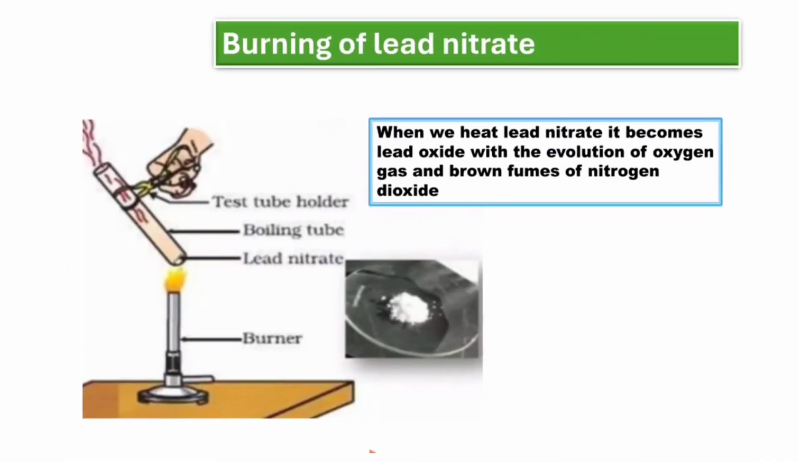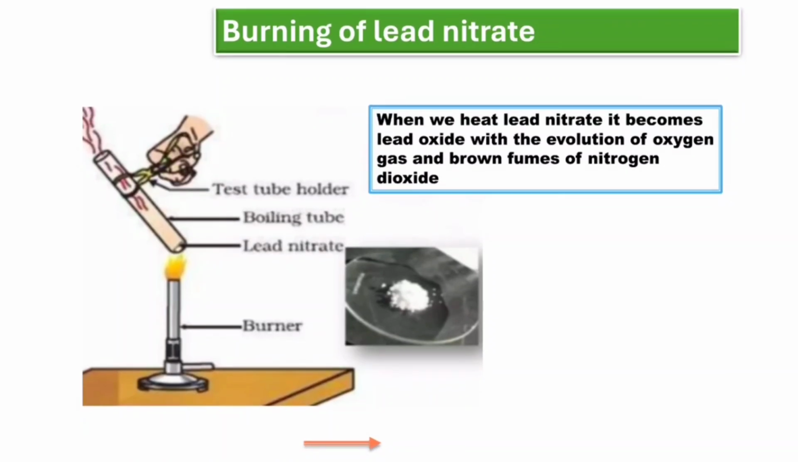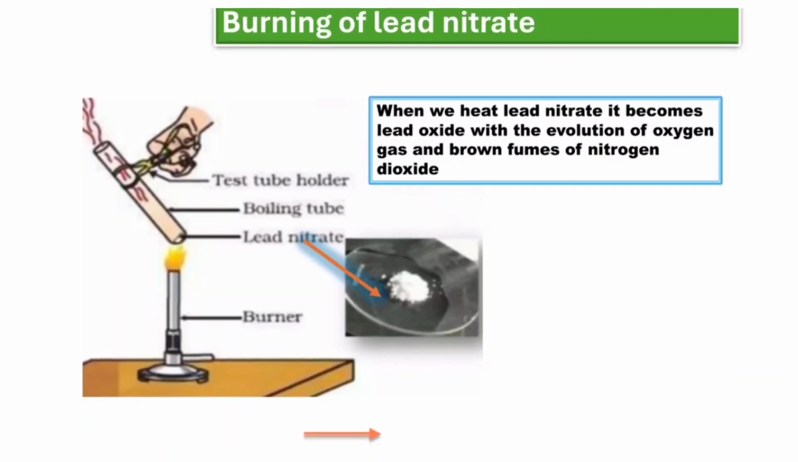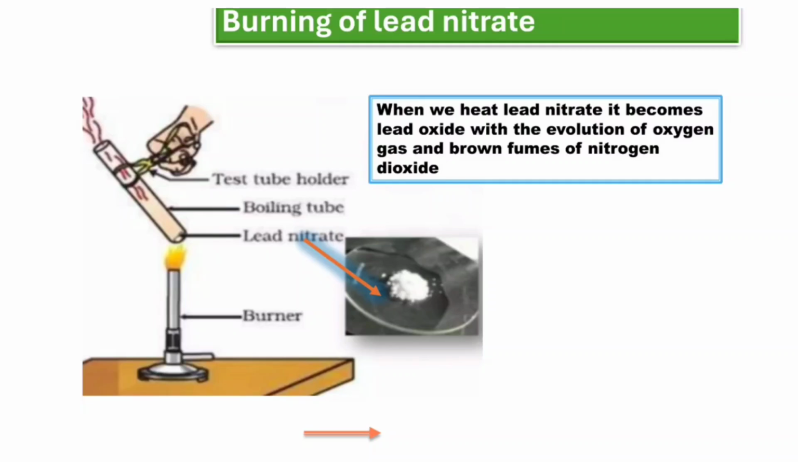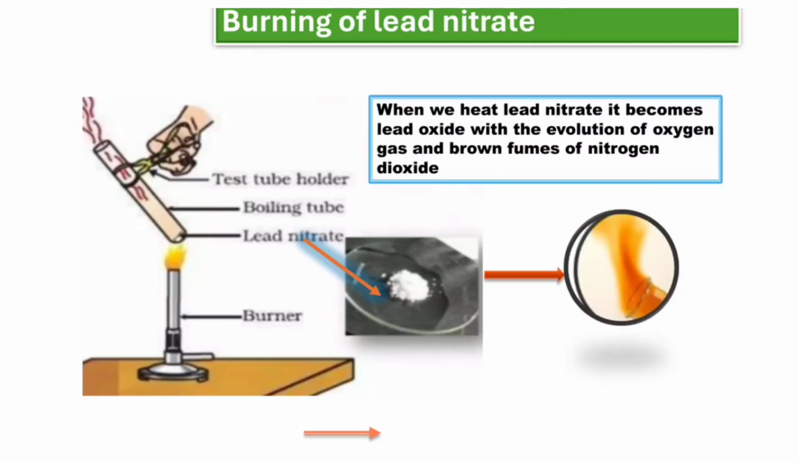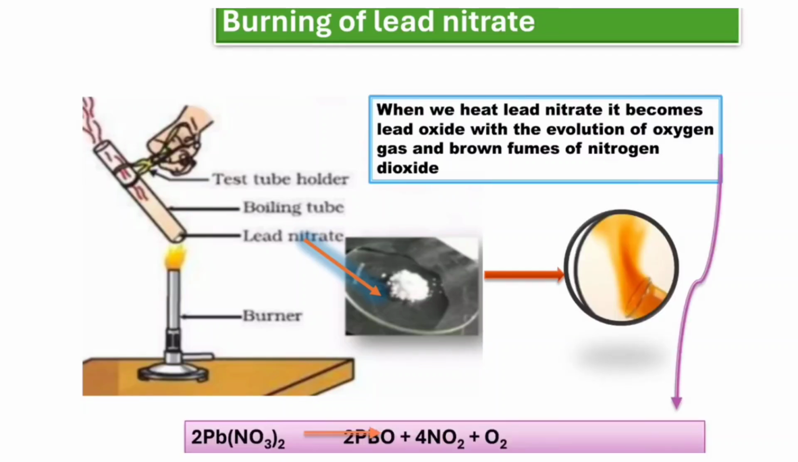Next activity is burning of lead nitrate. Lead nitrate, which is a white colored powder, when heated becomes lead oxide with the evolution of oxygen gas and brown fumes of nitrogen dioxide. So the equation is 2Pb(NO3)2 gives 2PbO plus 4NO2 plus O2. So NO2 is mainly responsible for the brown fumes.